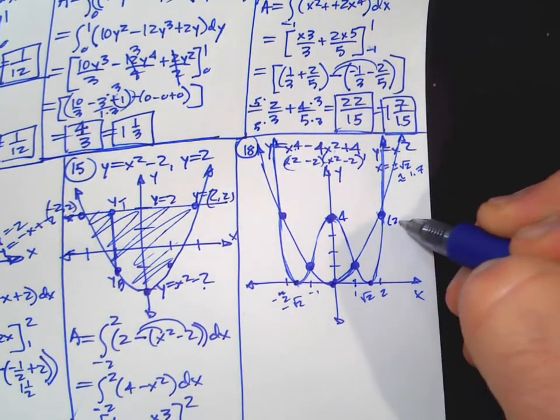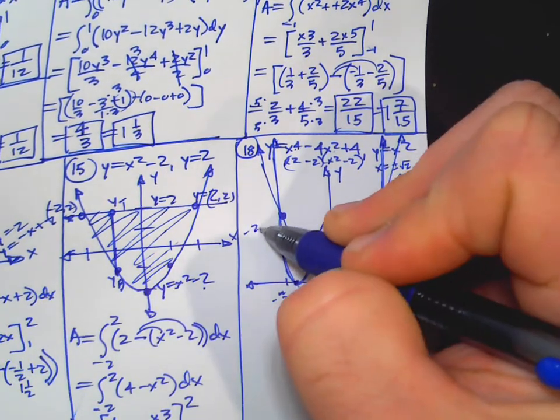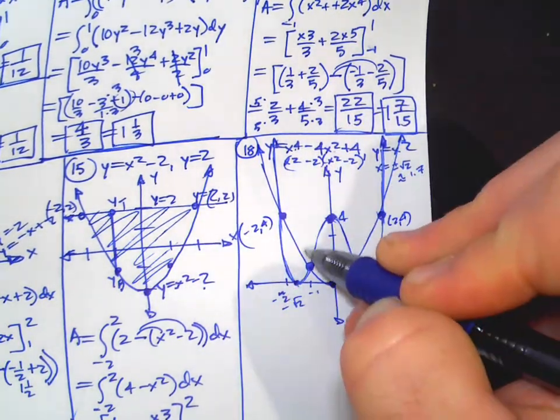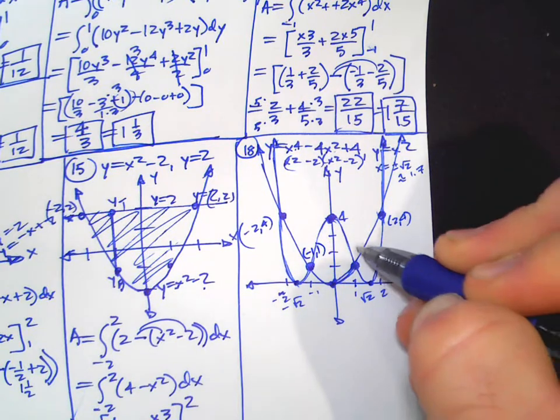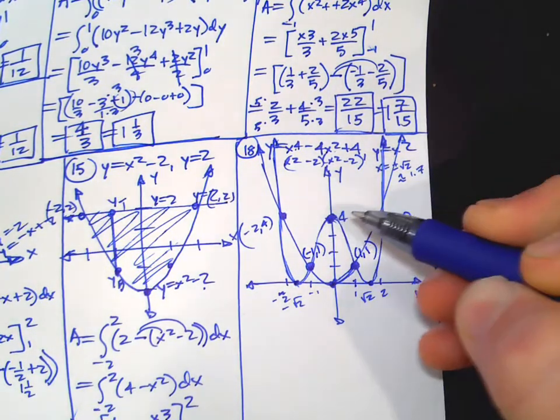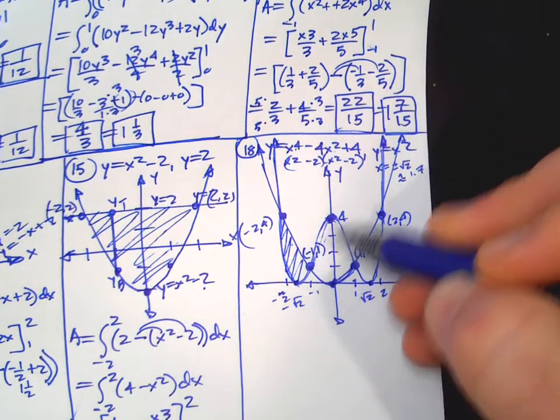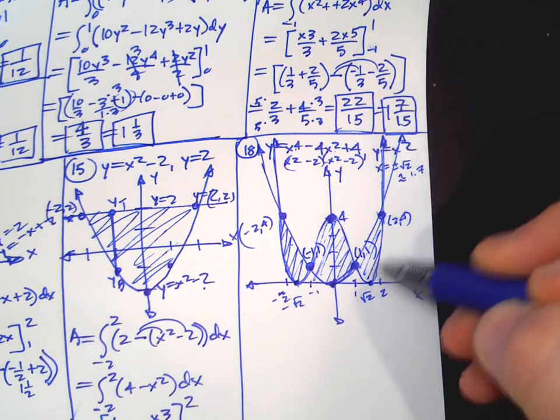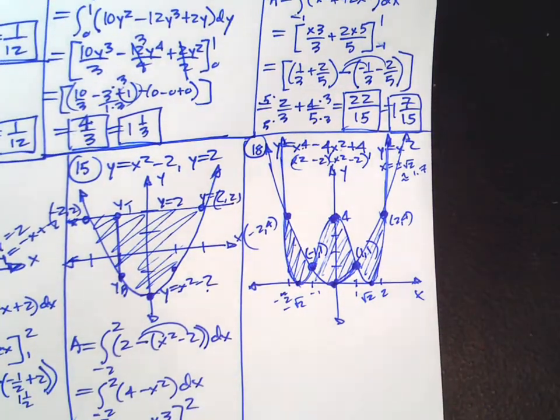This is at 2, 4. This is at negative 2, 4. This is at negative 1, 1. This is at 1, 1. We're trying to find the area between them, which changes which function is on top or bottom at different points. We're going to have to break this up.